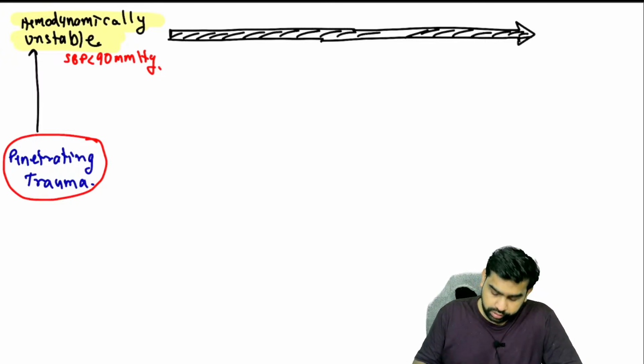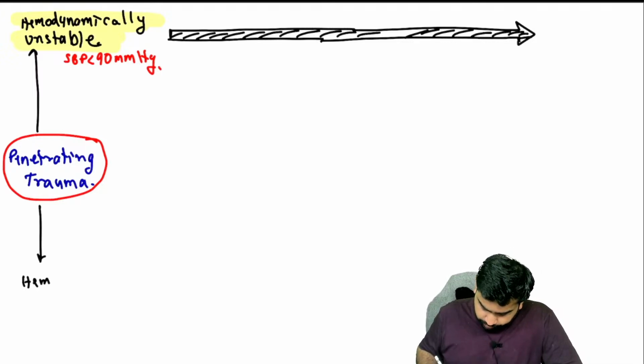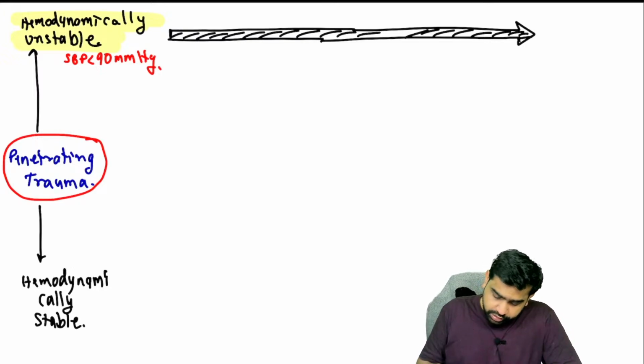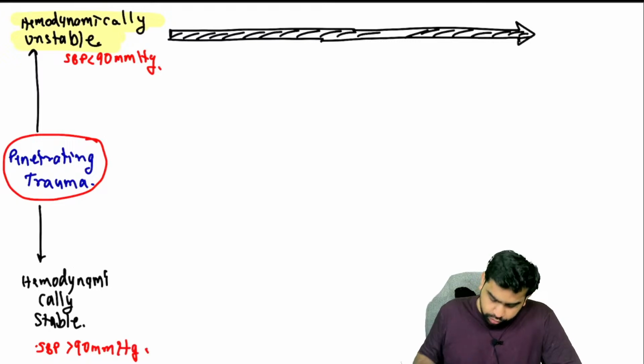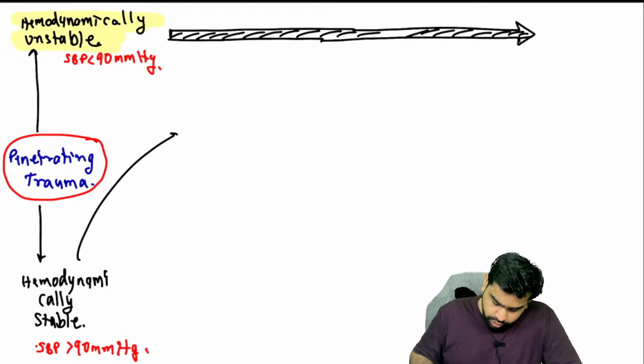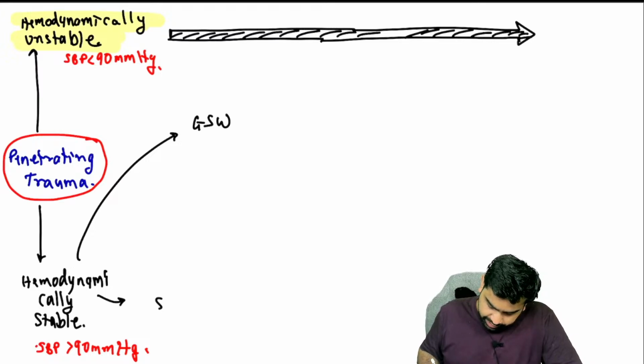That is for the hemodynamically unstable person. Now let's say the patient is hemodynamically stable, that means the systolic blood pressure of the patient is more than 90 millimeters of mercury. There can be two scenarios. What are the two scenarios which are possible? That the patient is having a gunshot wound, or the patient is having a stab wound.